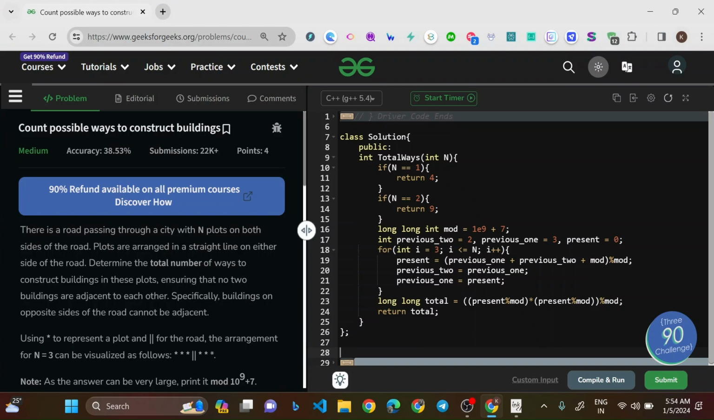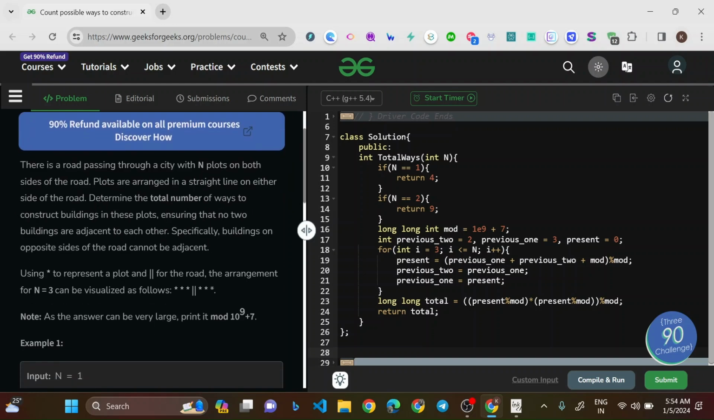So in today's video, we'll be solving the problem, count possible ways to construct buildings. This is a medium level question and is the problem of the day on Geeks for Geeks today. So let us go through the question now.